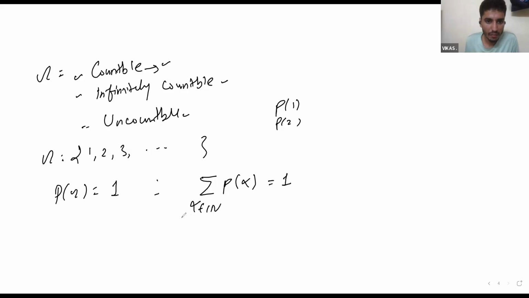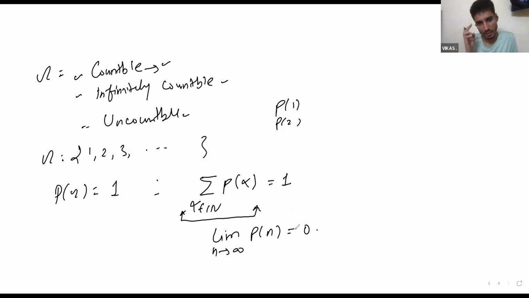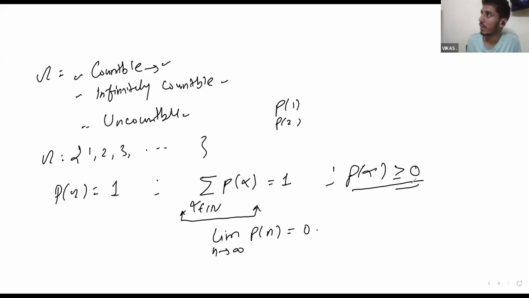What does it mean? If the sum of a series is convergent, what does it mean? That the limit as n tends to infinity of probability of n will be 0. I feel that you know this result: if a series is convergent to some finite number, then its tail is going to be 0. As we are going to infinity, what is the condition of probability? The condition is that every event has probability greater than 0. But this is saying that the tail of that sequence is going to be 0.